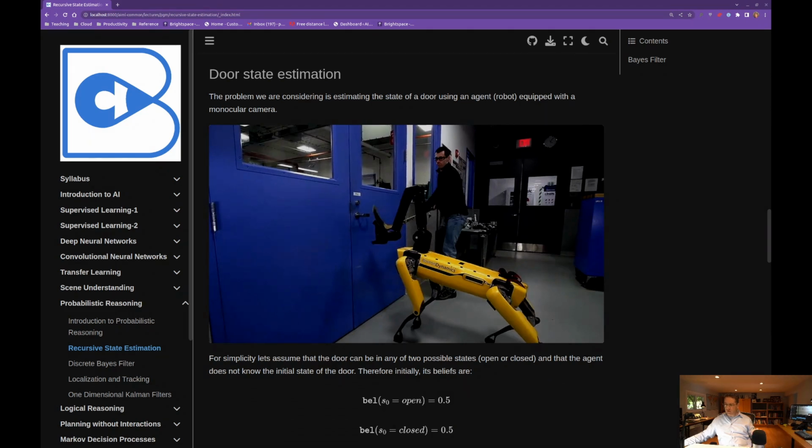It is denoted here with this belief of S0. 0 is the initial state, t is equal to 0 in this case, and the state, as we said, can take two values, open or closed. Therefore, each of these probabilities is one half. Okay, so that's basically the starting point, and we will be using the formula for the general Bayes filter that we have seen earlier.